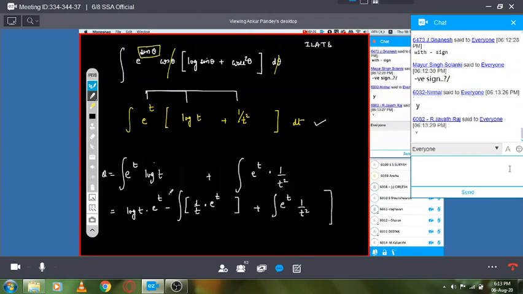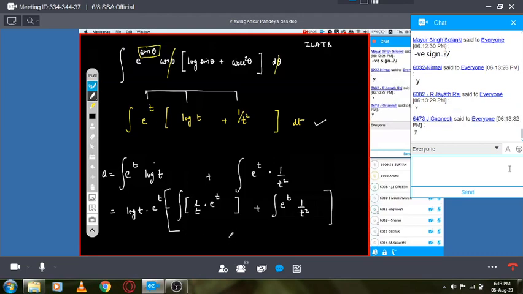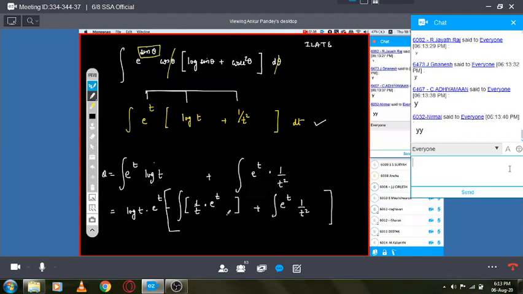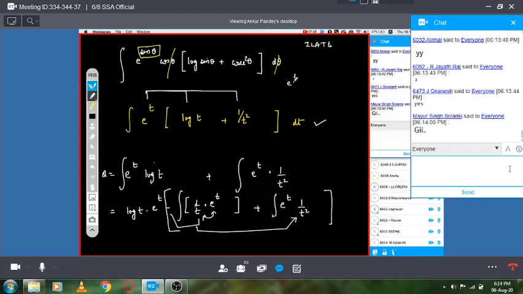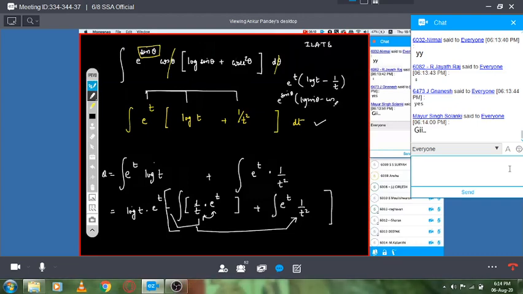If you look at this box, you have your answer. Differentiation of this will lead to this. So the answer for these two is just this. So your total answer is e to the power t log t minus 1 by t. You will put t equal to sine theta. You will get e to the power sine theta into log of sine theta minus cosec theta. Got it, guys?